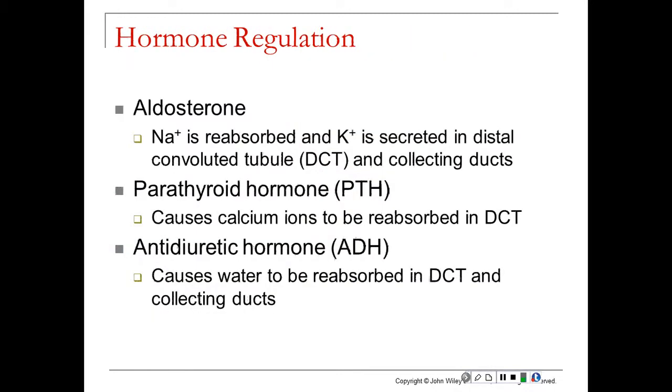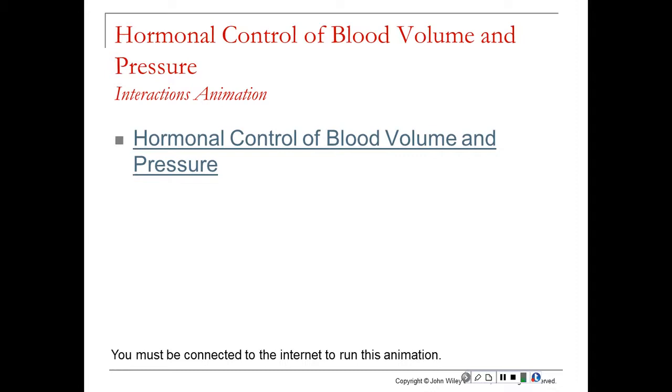So I did mention some specific hormones there. Aldosterone is a very important hormone. This is where sodium is going to be reabsorbed and potassium is going to be excreted. Aldosterone has a big effect in the collecting ducts and distal convoluted tubule. Parathyroid hormone is going to affect how calcium is reabsorbed. Antidiuretic hormone is going to cause water to be reabsorbed within the DCT and collecting ducts.